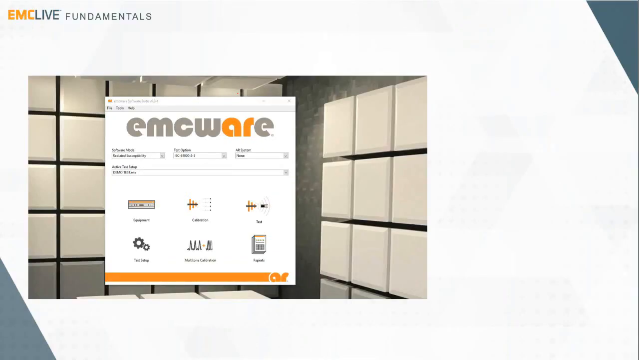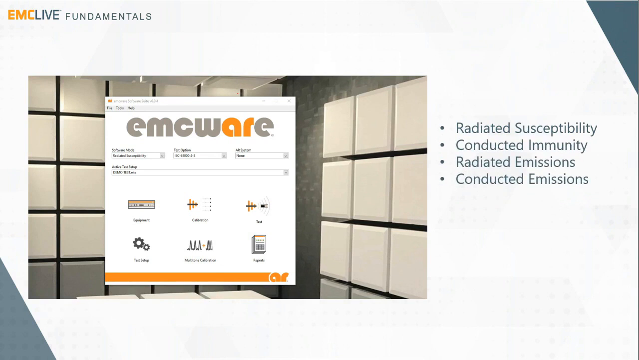EMCware is a comprehensive EMC test software package for radiated susceptibility, conducted immunity, radiated emissions, and conducted emissions. This powerful software package contains predefined test profiles for hundreds of the most commonly performed test standards and test levels to allow the test engineer to quickly set up and execute EMC testing. With the recently released EMCware 6.0, multi-tone immunity testing is now available.